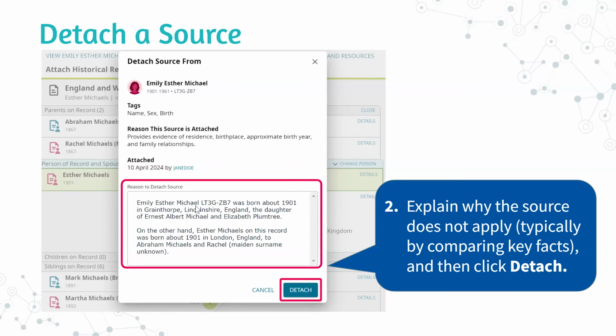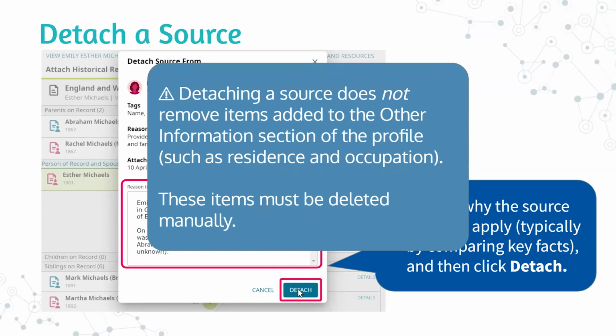So Emily Esther Michael, that's her full name, which is different. She was born in 1901, but she's born in Grainthorpe, Lincolnshire, and these are her parents. On the other hand, Esther Michaels on the record was born in 1901, but she was born in England, and her parents are Abraham and Rachel. So that's how I know that this source does not apply to Emily Esther Michael. Once I've written the reason statement, I click detach and the source is detached. But here's a little caveat.